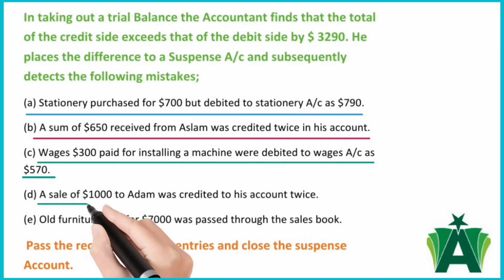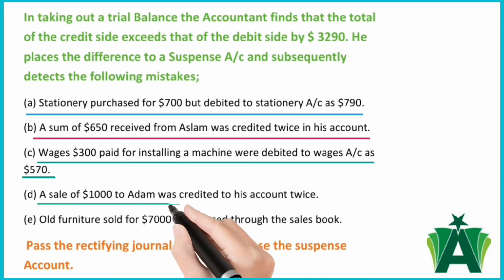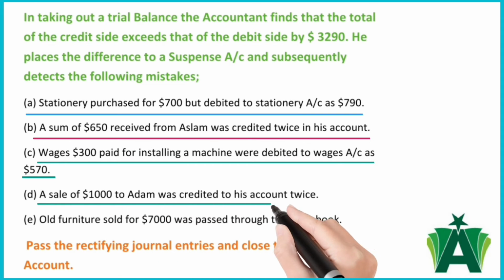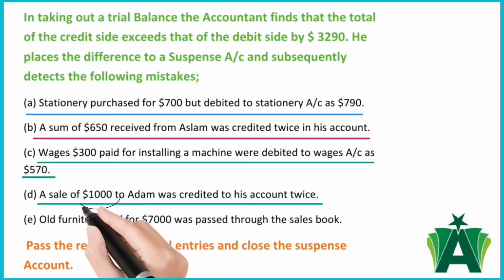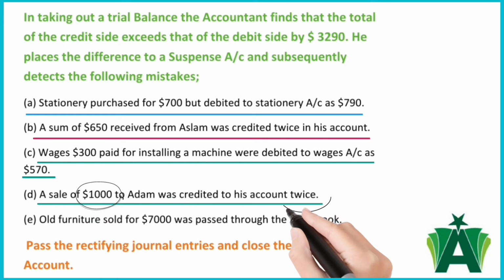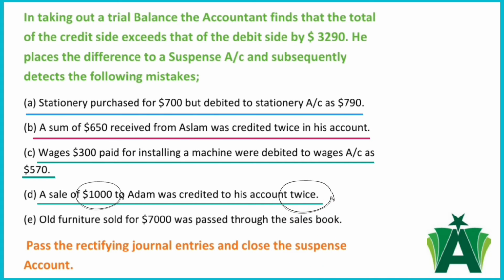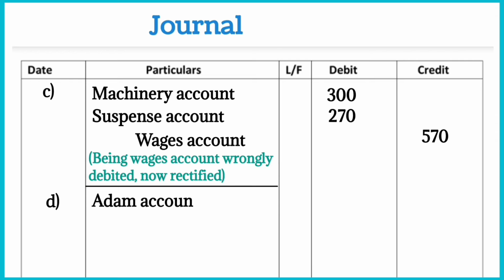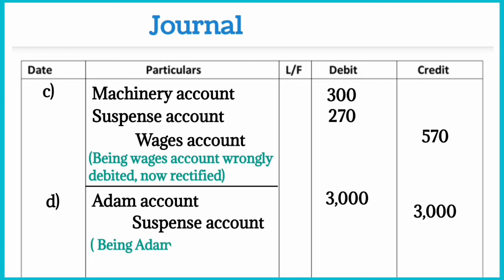A sale of $1,000 to Adam was credited to his account twice. In this case $1,000 has not been debited to Adam's account but wrongly credited to his account twice. The rectifying entry will be Adam account debit with $3,000, suspense account credit with the same amount. Being Adam account wrongly credited twice, now rectified.